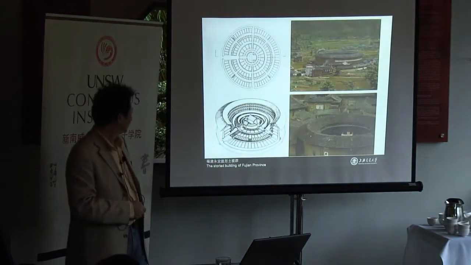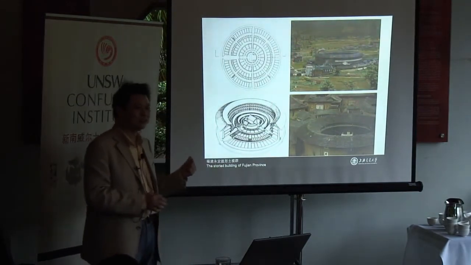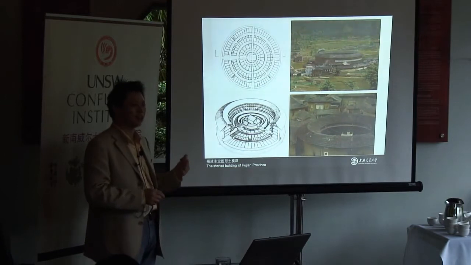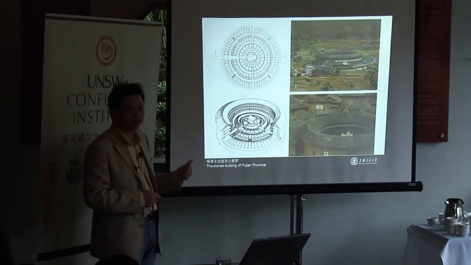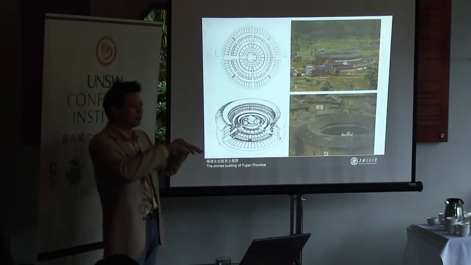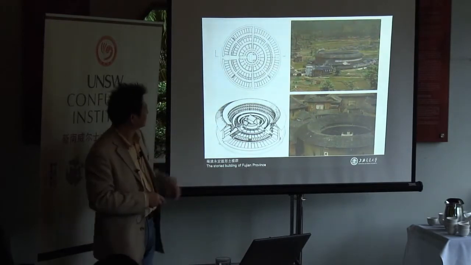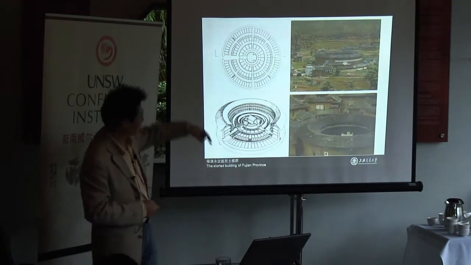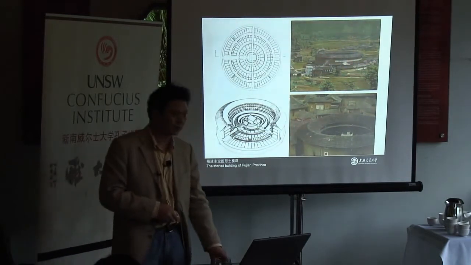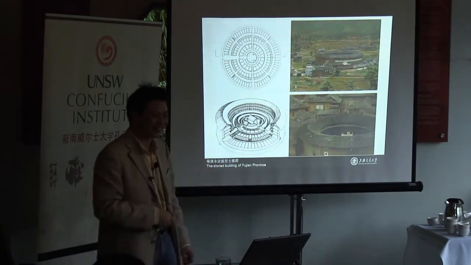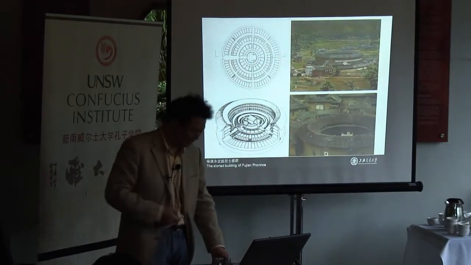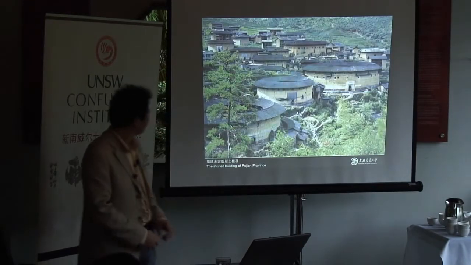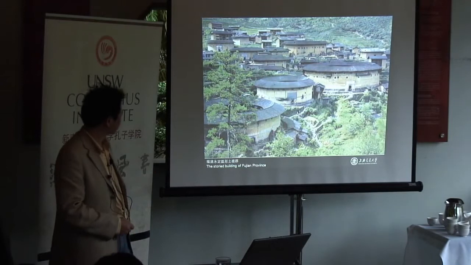This is another very famous dwelling in China. This is in Fujian, the earthen building. It has a round plan. It's a very interesting dwelling.